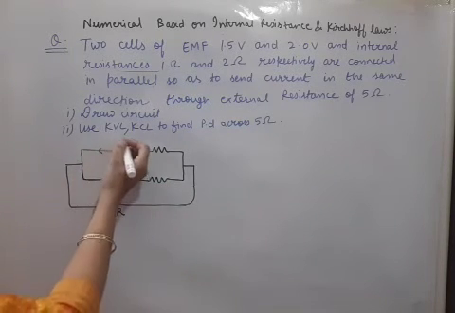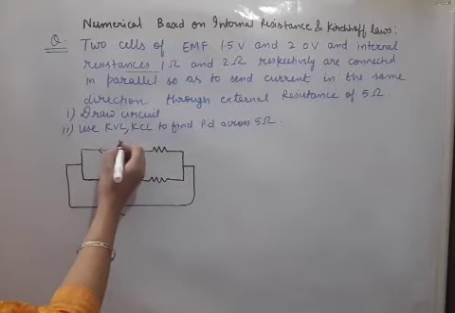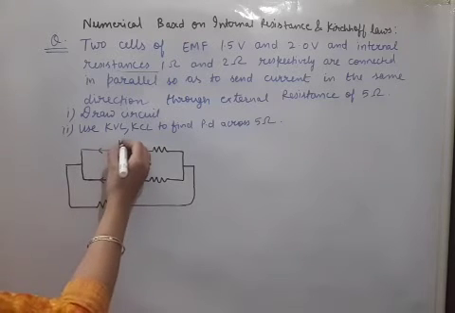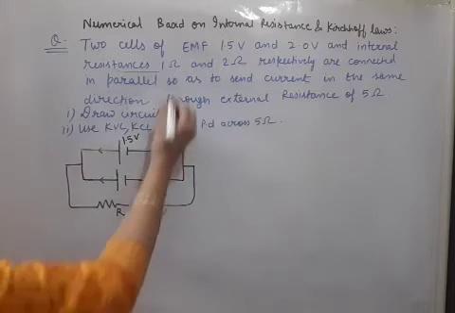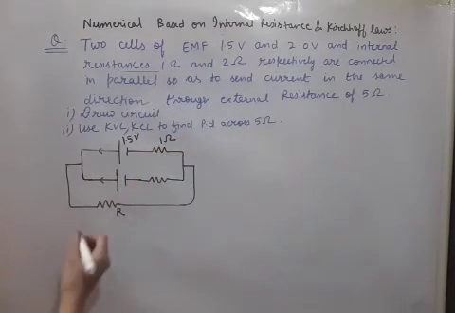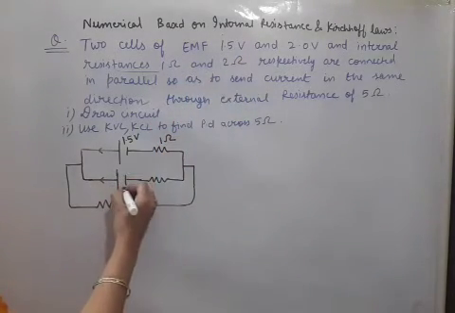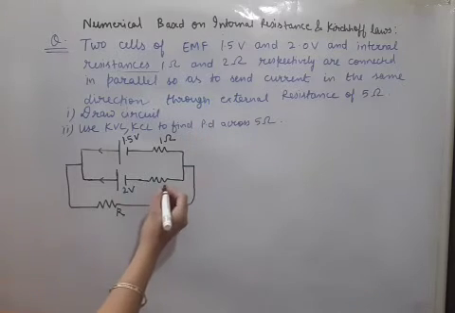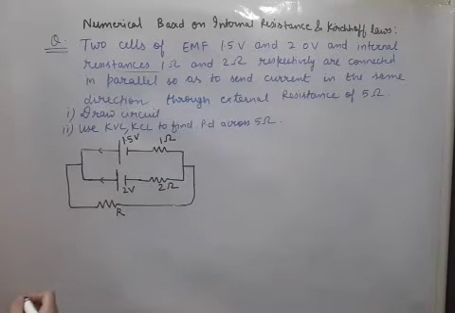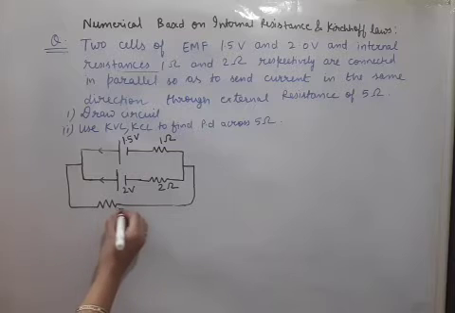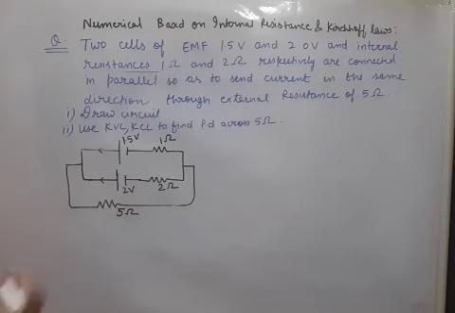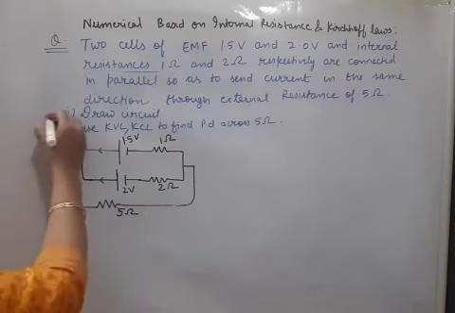Now let us write the values which are given. We show the EMF here. So first cell EMF is 1.5 volt and first cell's internal resistance is 1 ohm. Second cell's EMF is 2 volt, internal resistance is 2 ohm and external resistance value is given 5 ohm. This way. Now the circuit diagram we have drawn.